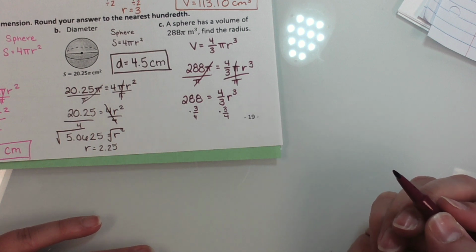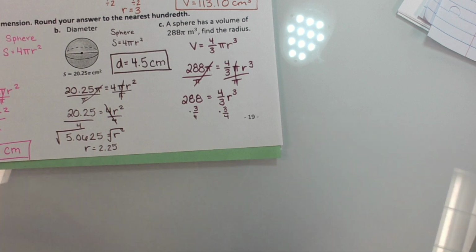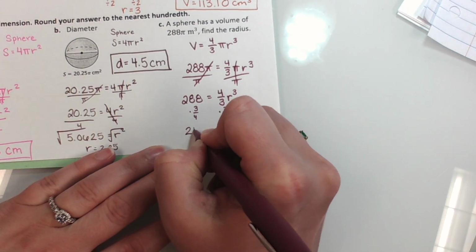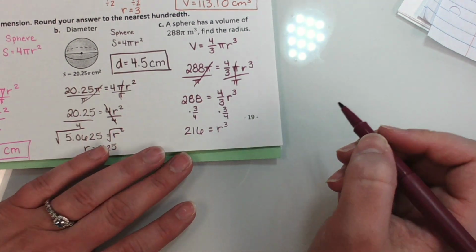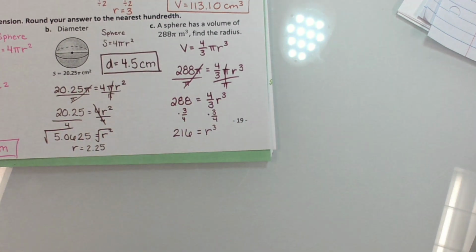$126? No, that's not right. 216. Yeah, I inverted my 1 and my 2. I'm like, wait a second, that's not right. 216 equals r cubed. How do we get rid of a cube?